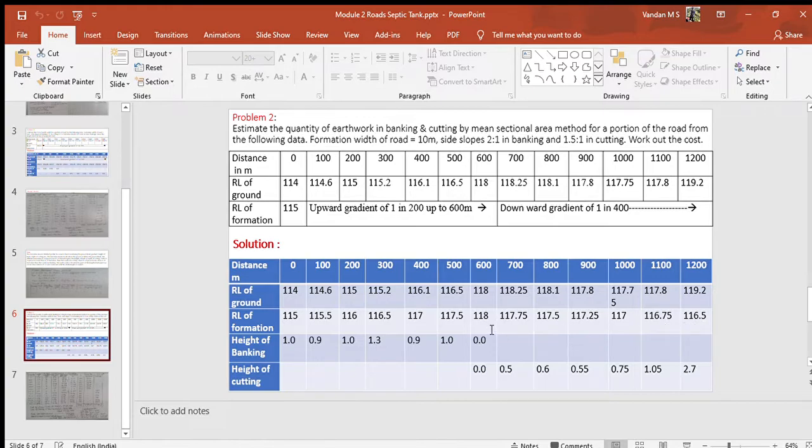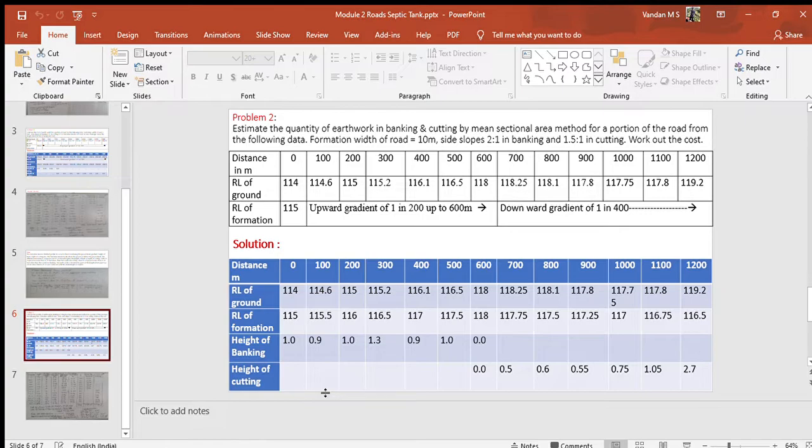Example, at 700 meter chainage, it is 118 minus 0.25 is equal to 117.75, and at 800 meter chainage, it is 117.75 minus 0.25 is equal to 117.5, and so on. The difference between RL of ground and formation level is the height of filling or depth of cutting. Now, for the given chainage, compare the ground level and formation level.